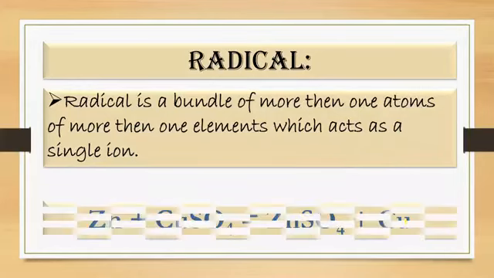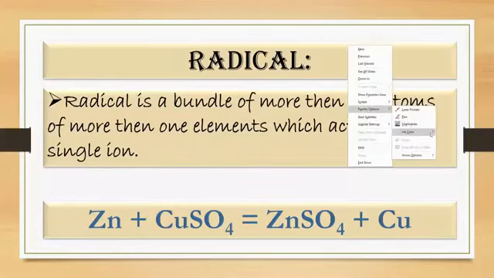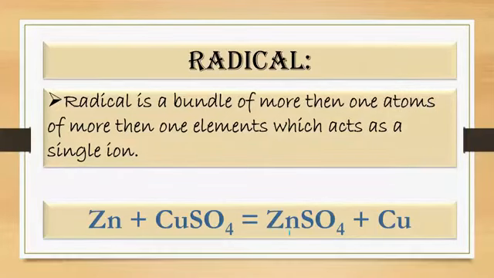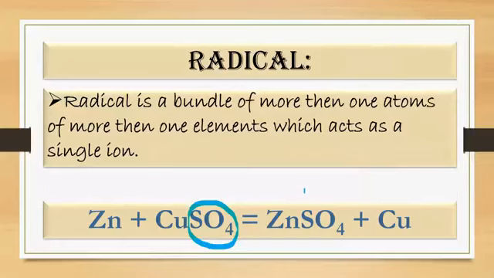For example, when zinc reacts with copper sulfate solution, it produces zinc sulfate and copper. Here, sulfate or SO4 is a radical which contains more than one element. The elements are sulfur and oxygen. The number of atoms of sulfur is 1 and oxygen is 4.